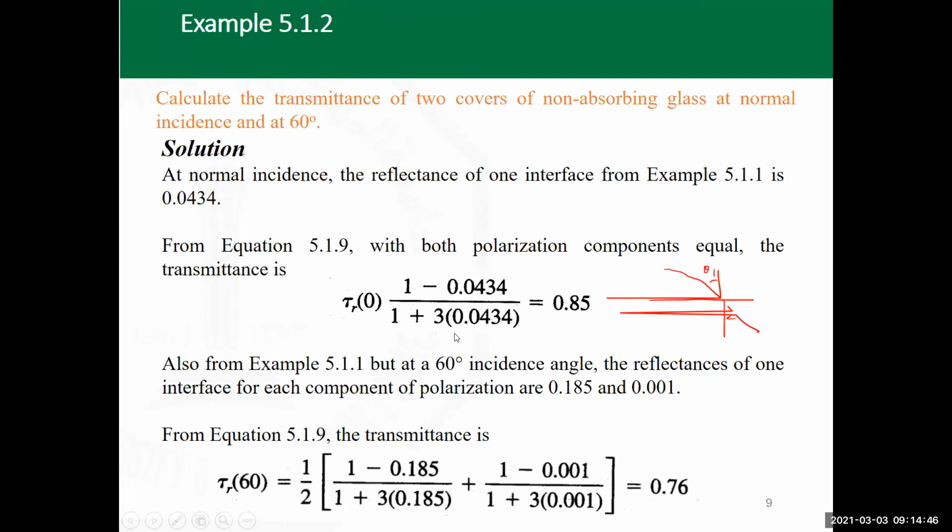This is if it's falling as normal. What if it's falling at an angle of 60? Then again, we are going to take the two components. So what we see here is an application of equation 5.13 for the calculation of τ_R.